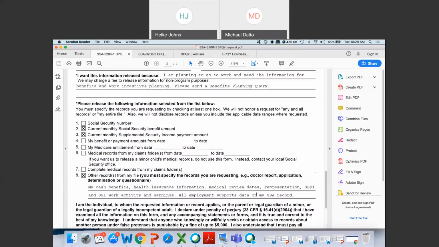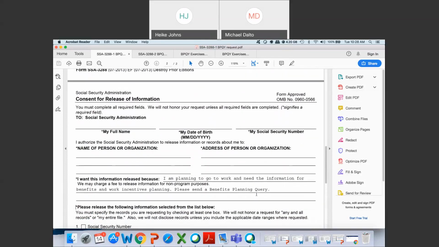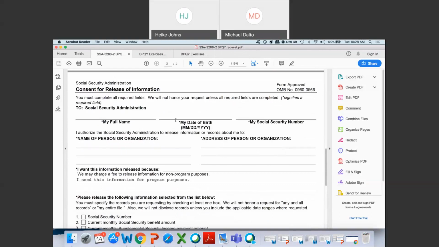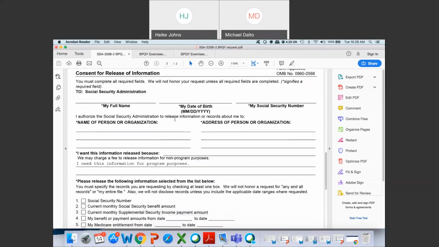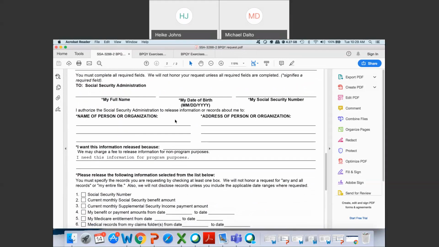Okay, so that is one of the two SSA 3288 forms that need to be faxed to the WIL for the request. Here's the second one. It's exactly the same form, the SSA 3288. What's different is what's typed into it.